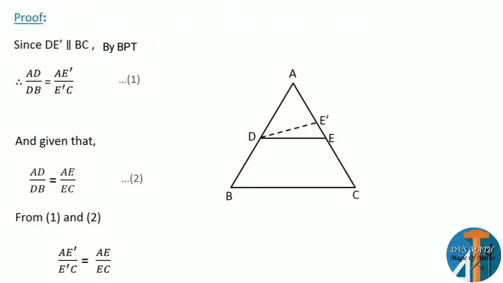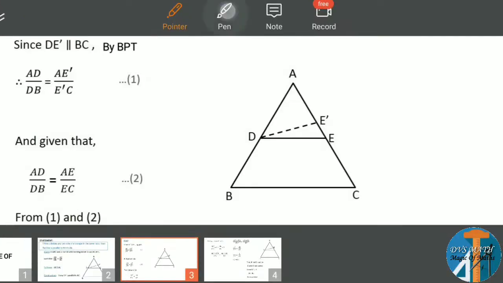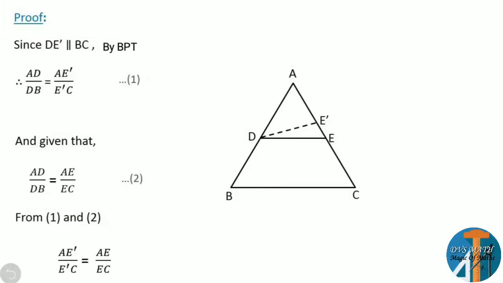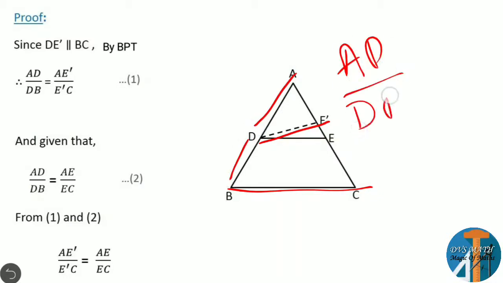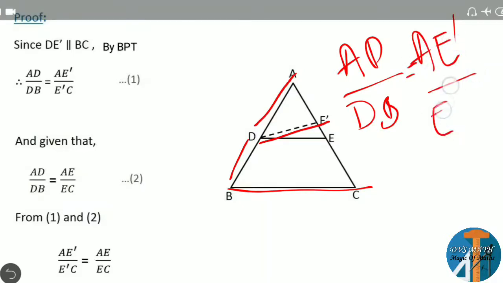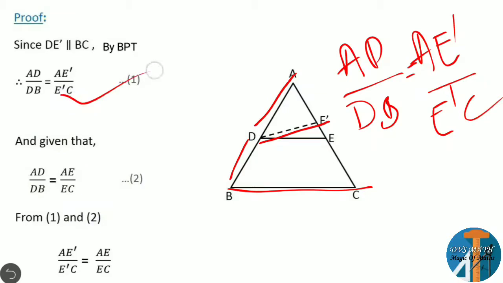Here you can take AE dash by E dash C, that is from here, is equal to AE by EC. Clear? So observe, again I am going to explain. Here first we took DE is parallel to BC. Just we are taking that statement. So for this we are applying AD by DB, and AD by DB is equal to AE dash by E dash C. Clear? So this is that statement.